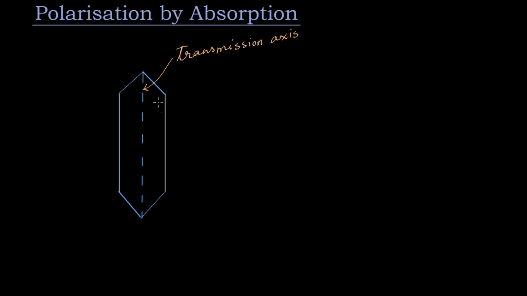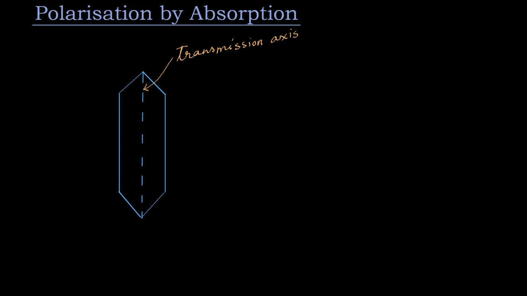Now, let us look at how light can be polarized. Mainly, there are two ways in which light can be polarized. Number one, polarization by absorption. So let's say we take a tourmaline crystal. This blue color crystal here is a tourmaline crystal. And in the tourmaline crystal, there is a particular axis which is called the transmission axis. This is an axis which is going to be of importance to us.